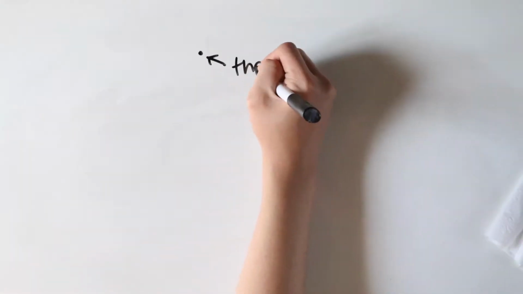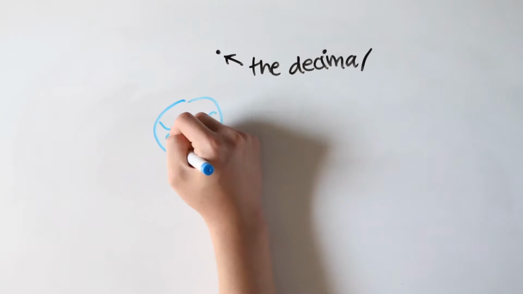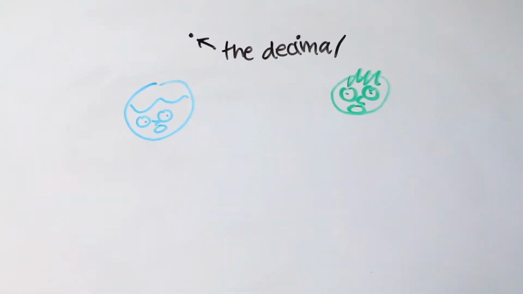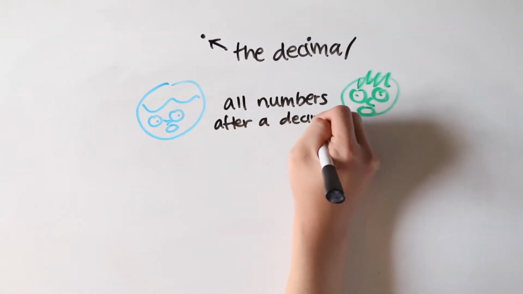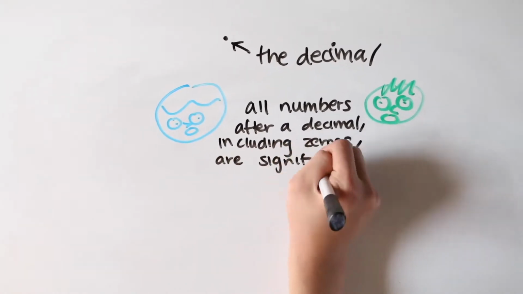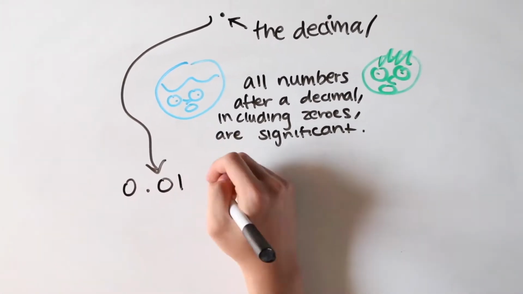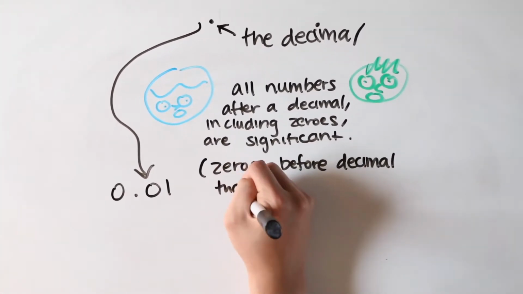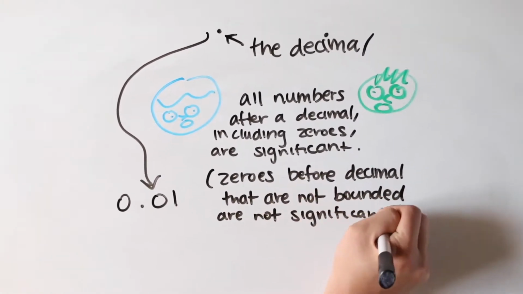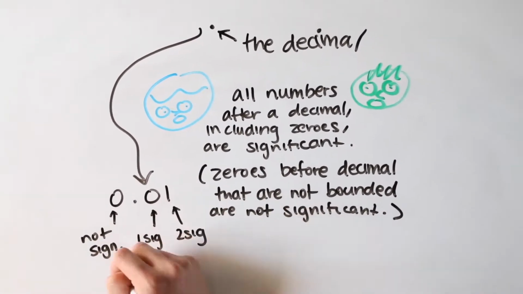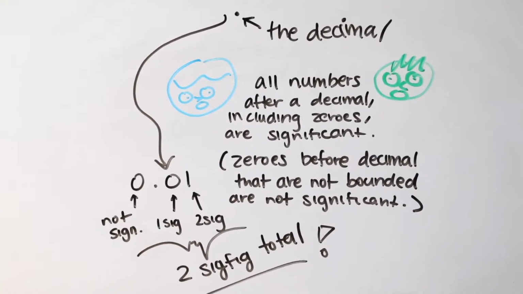Decimals also play a key role in determining the number of significant figures. After a decimal, each number, including zeros, is significant. The zero before a decimal number, however, is not significant. To illustrate, 0.01 has 2 significant figures because of the 0 and the 1 after the decimal, but not the 0 before.